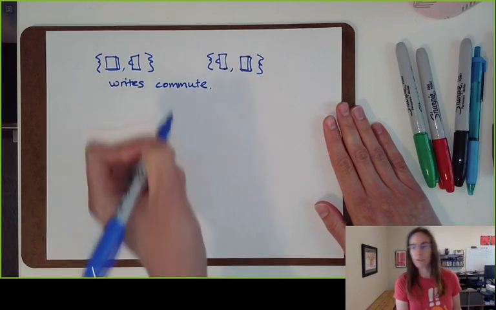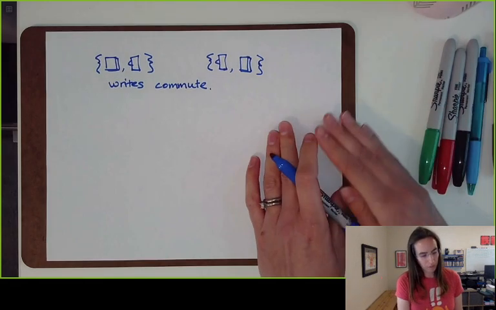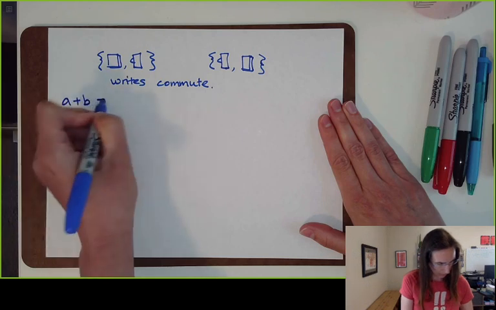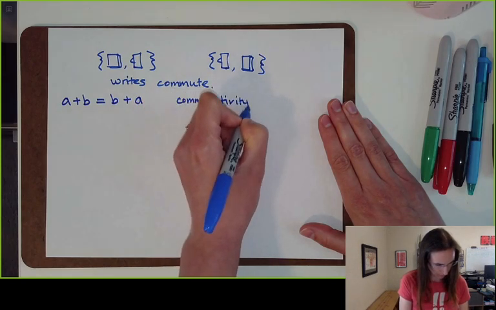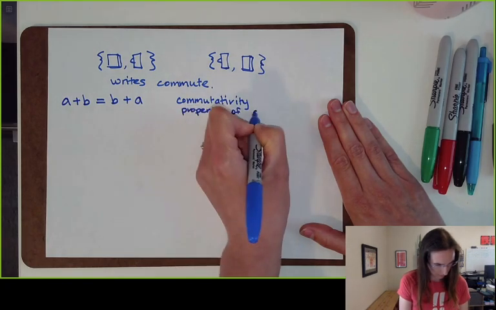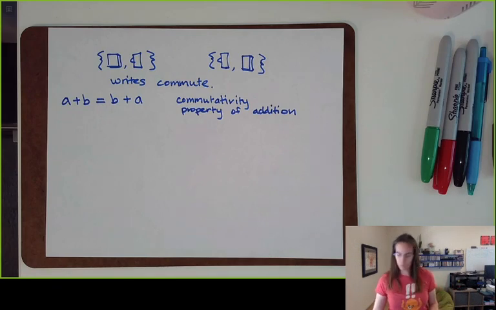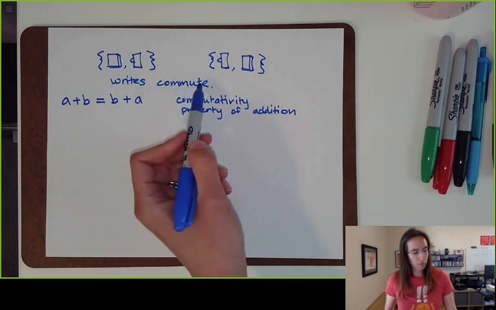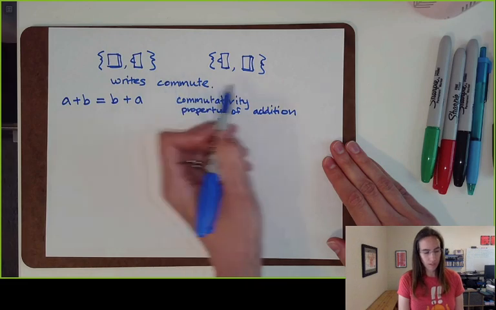So writes commute. What does commutativity mean, by the way, when I say that writes commute with each other? Well, if we're talking about grade school arithmetic, we say that addition is commutative, for example. The addition operation is commutative. So that means that a plus b equals b plus a. Changing the order of the operands doesn't change the result. So when I say that writes commute with each other, I'm using the notion of commutativity in a different way here, because I'm no longer talking about a binary operation. But it's the same basic idea that order doesn't affect the result.